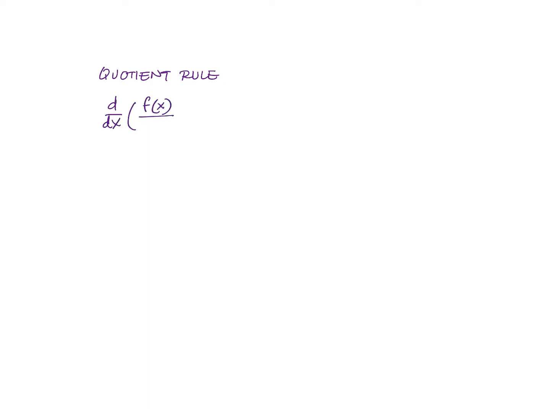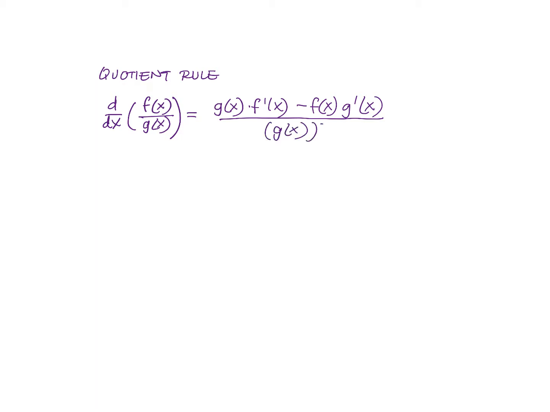In the quotient rule, we have the derivative of the quotient of two functions, both of which are differentiable. And what it tells us to do is we take the bottom function times the derivative of the top function minus the top function times the derivative of the bottom function, and we put that all over the bottom function squared. Okay, so it looks a little complex, so let's do a quick example.